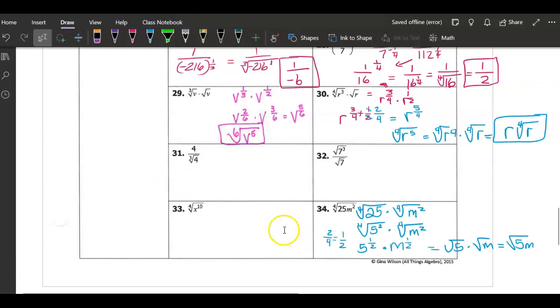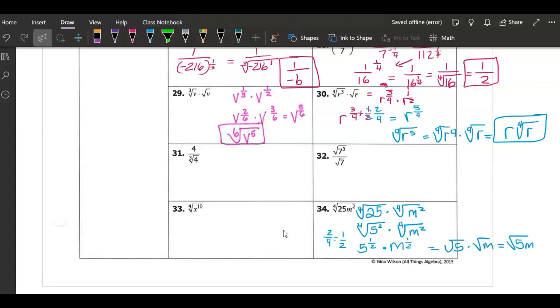Okay, so this one was a little tricky. What I did is I separated these. I did the fourth root of 25 times the fourth root of m squared. So my goal is always to try to get something that is the same, if I can. So I know that 5 squared is 25. So I'm going to rewrite this as the fourth root of 5 squared. It means the same thing, so it's okay. Then times the fourth root of m squared.